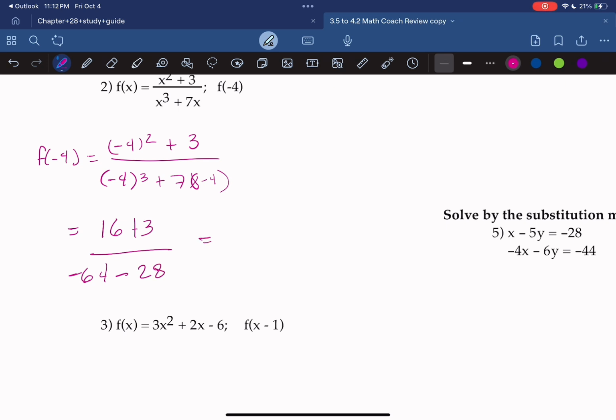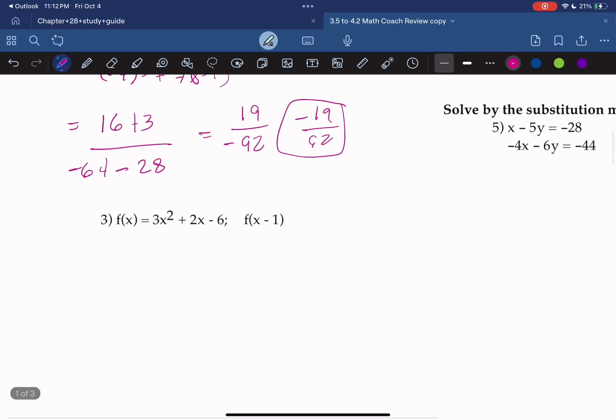16 plus 3 is 19. Negative 64 minus 28 is going to be negative 92. So our answer is negative 19 over 92. That's our answer.